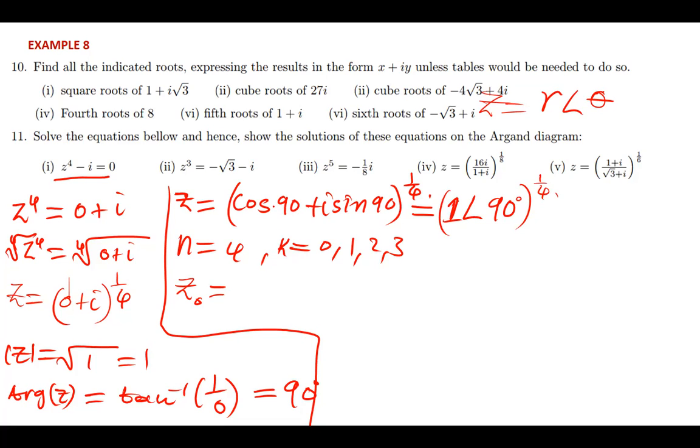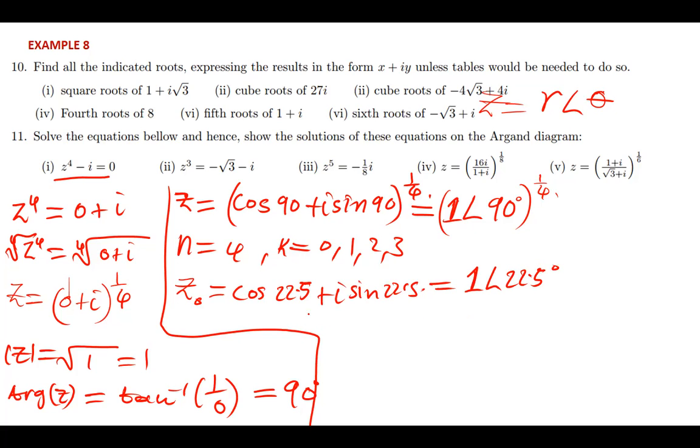Now for the next complex number, z0. z0 is cos of 90 plus 360 times 0, which is just 90, divided by 4, and the answer is 22.5. So this can be written as cos 22.5 plus i sine 22.5, which can also be written with magnitude 1 and angle 22.5 degrees.